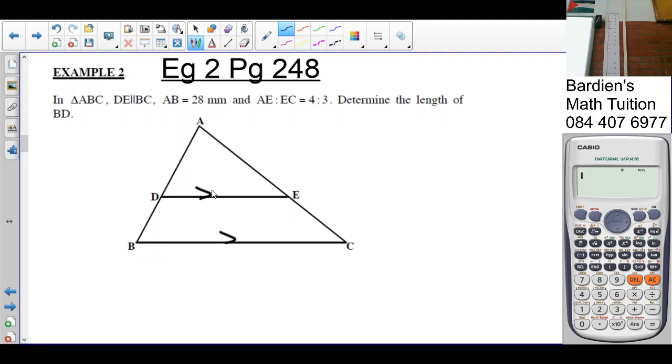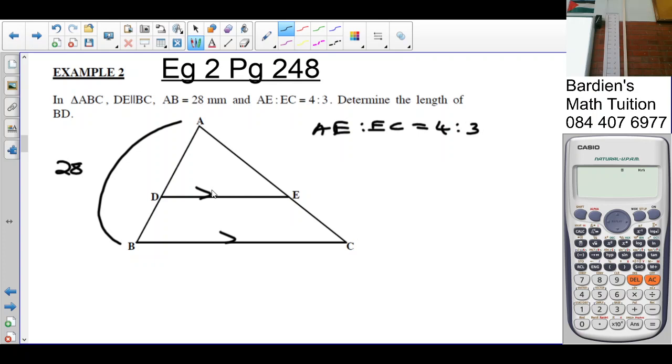Then we are told that AB is 28. So we go here, AB, and you do the same in your diagram. You're supposed to be drawing it now, not just in the textbook. AB is 28 millimeters. Then they tell us that AE is to EC as 4:3.